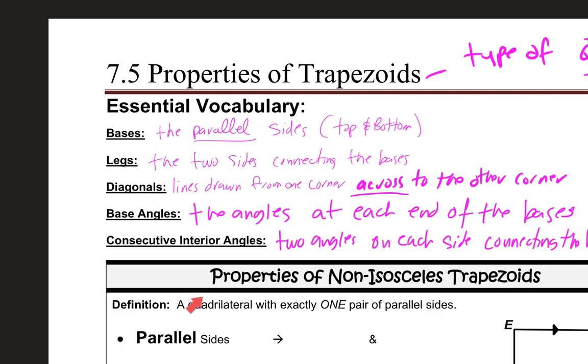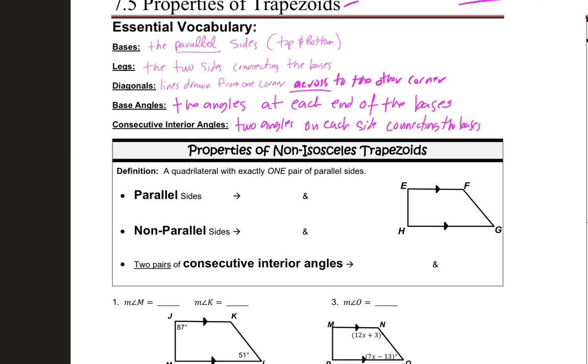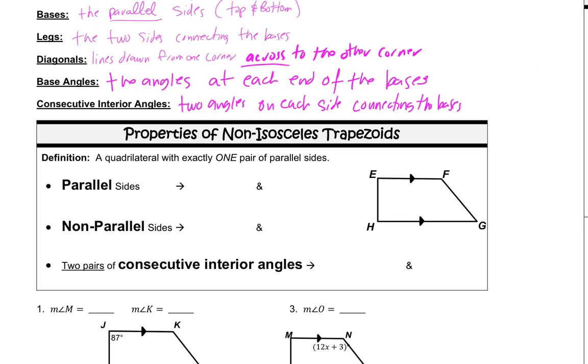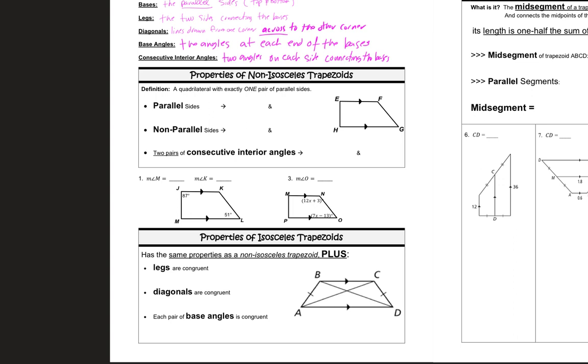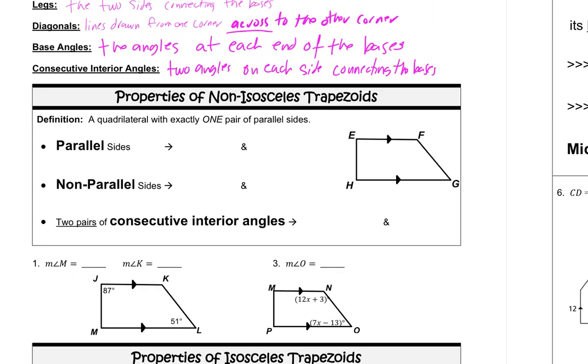Let's go ahead and go through that as we apply it. First we're going to talk about two different types of trapezoids. The first one is called a non-isosceles trapezoid, and it looks like this, and then an isosceles trapezoid, which looks like that. You might be able to tell a little bit of difference right now, but we'll get right into some in-depth stuff.